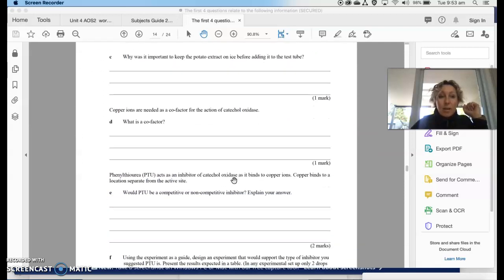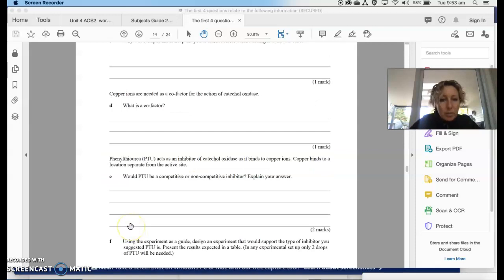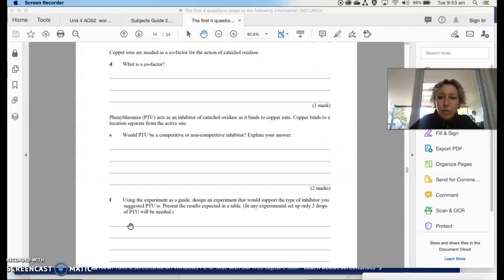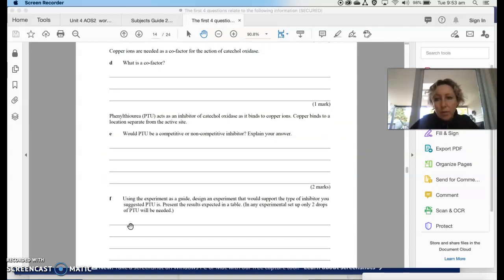Question D. It says copper ions are needed as a cofactor for the action of catechol oxidase. What is a cofactor? A straight recall question. You need to know what cofactors are. You might struggle with subsequent questions if you don't know that. So you are welcome to look it up if you don't know it when you're retrying this question.